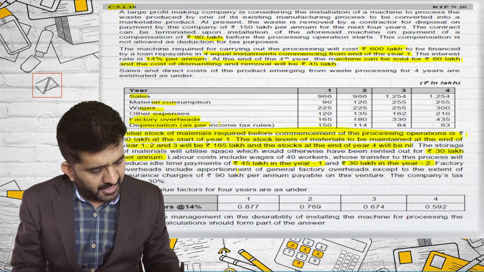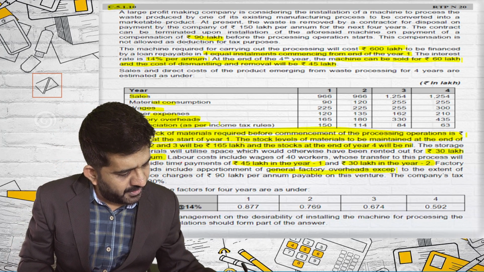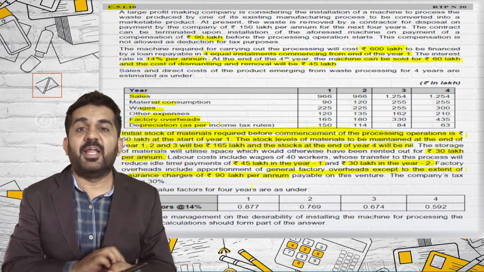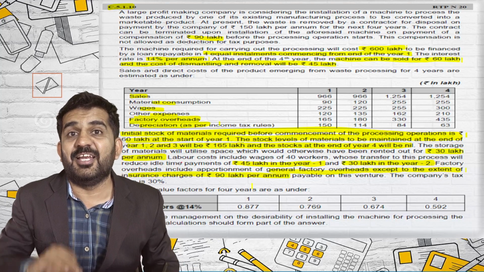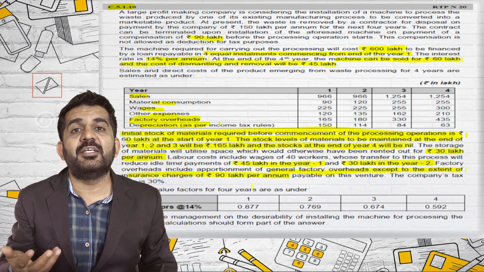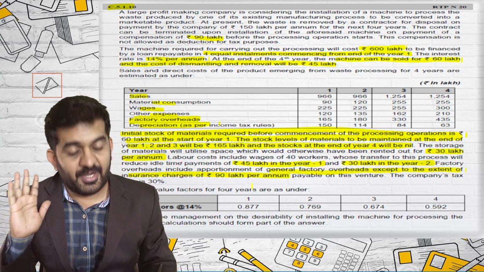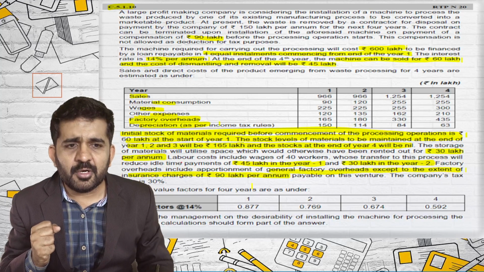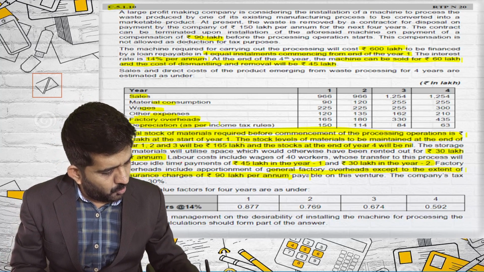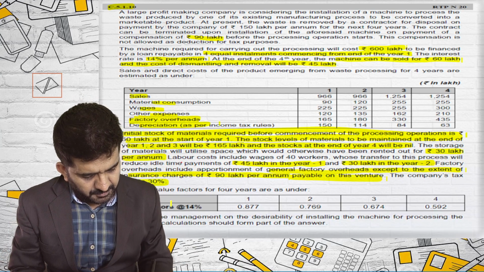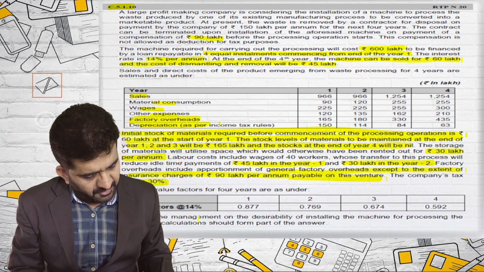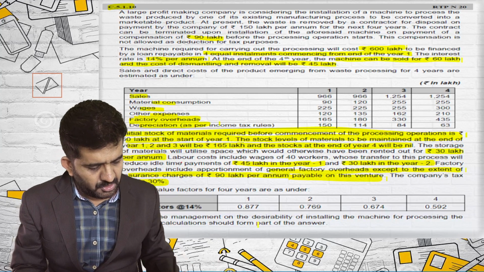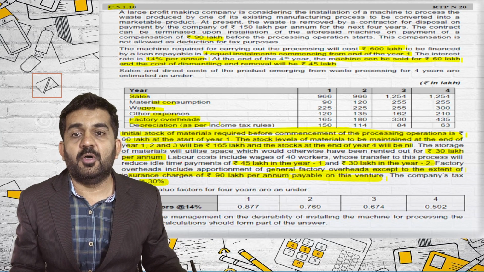Factory overhead includes apportionment of general factory overhead except to the extent of insurance charges of 90 lakhs. So this should be considered because this is related to this project. Otherwise, it contains only all other charges related to head office. So they are going to remain the same irrespective of whether you purchase this machinery or not. Tax is payable on this venture. The company's tax rate is 30%. Present value factors are given. Advise the management on desirability of installing the machine for processing the waste. All calculations should form part of your answer.